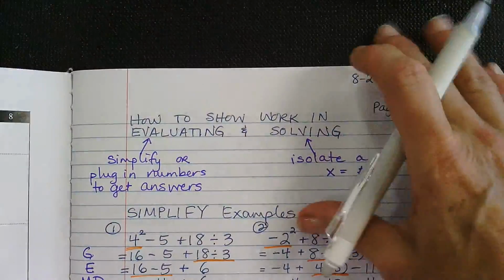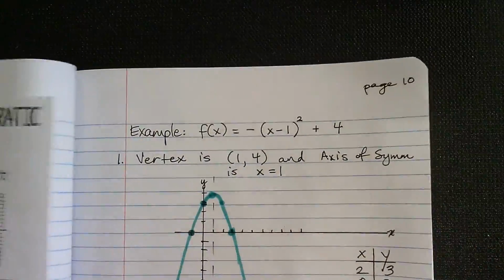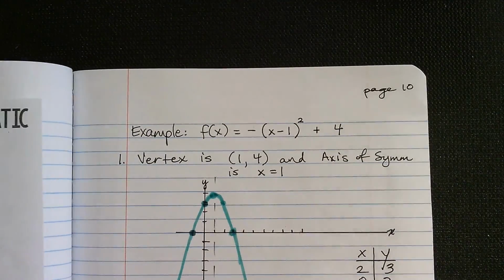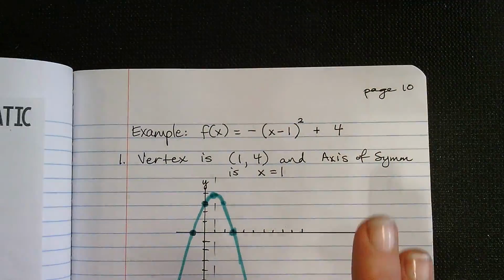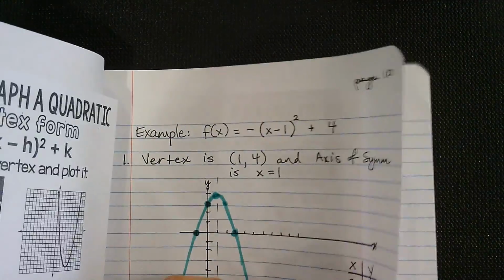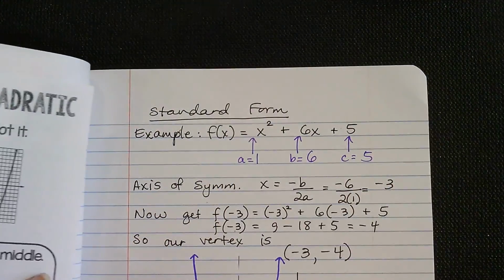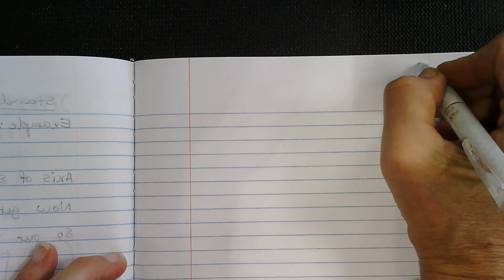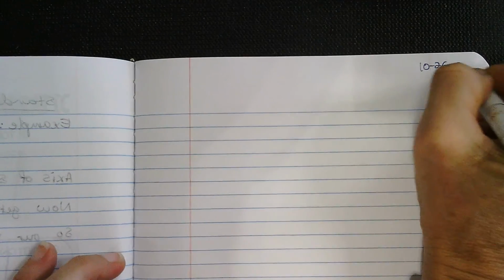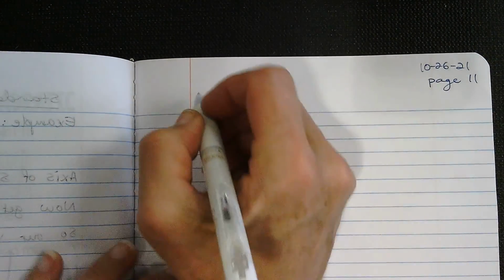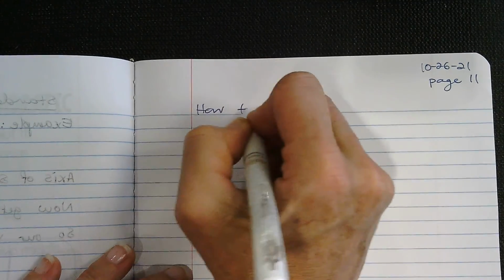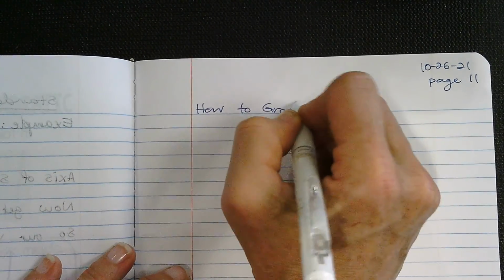Writing down, I think we're on page 11. So that was, remember we did graphing vertex form, example, graphing standard form, example. So here we are, we're on 10, 26, 21. This is page 11. We're going to do how to graph factored form.